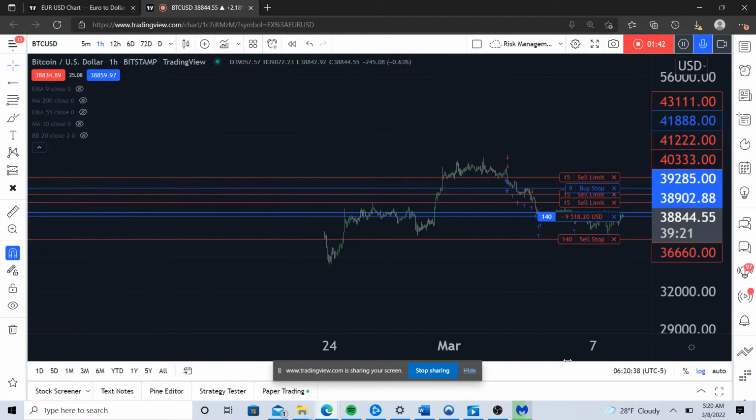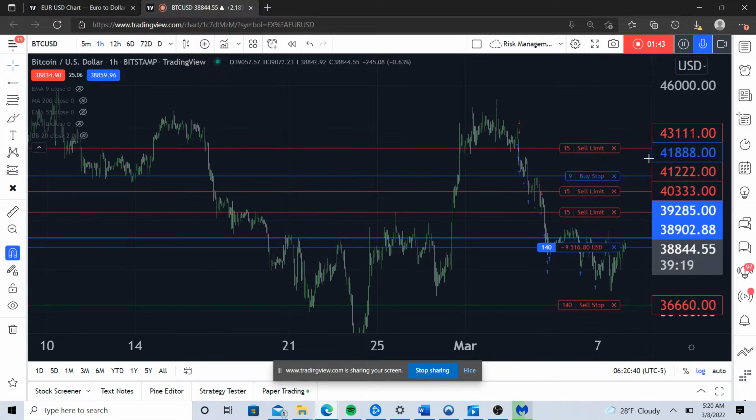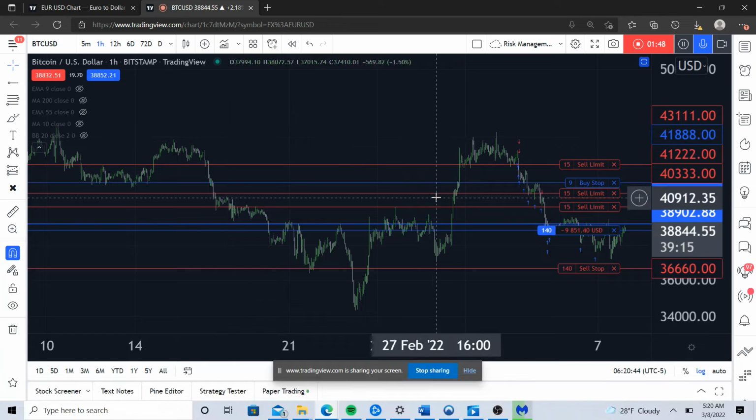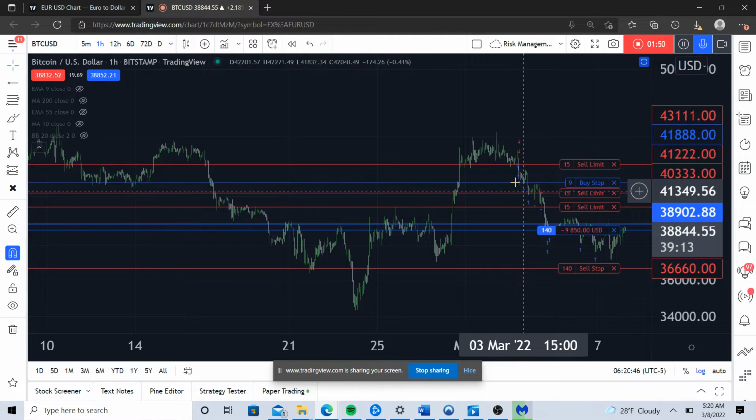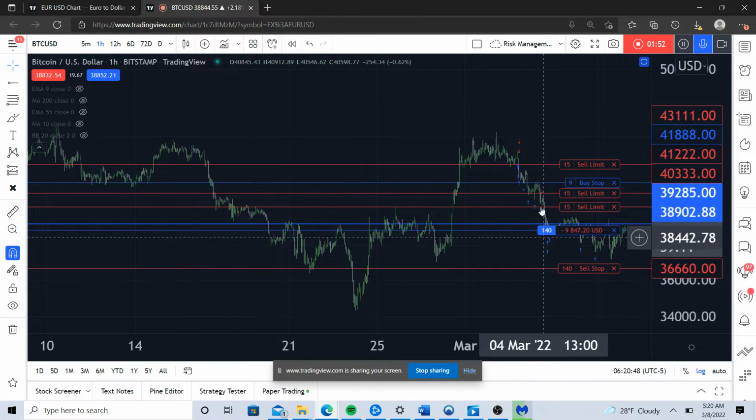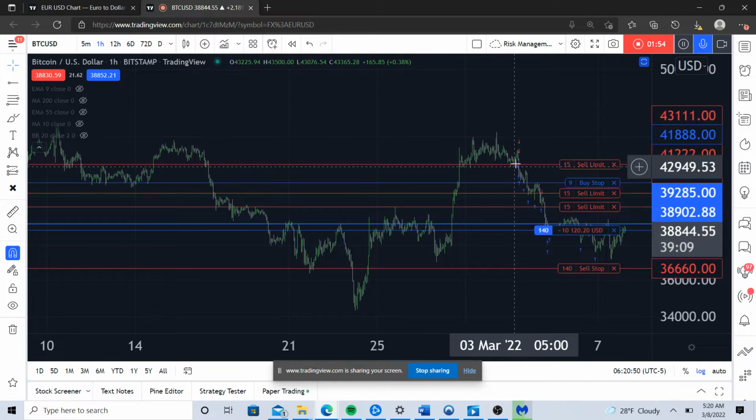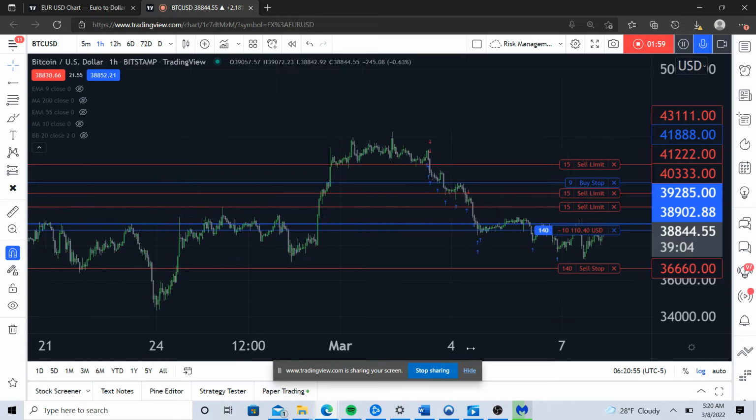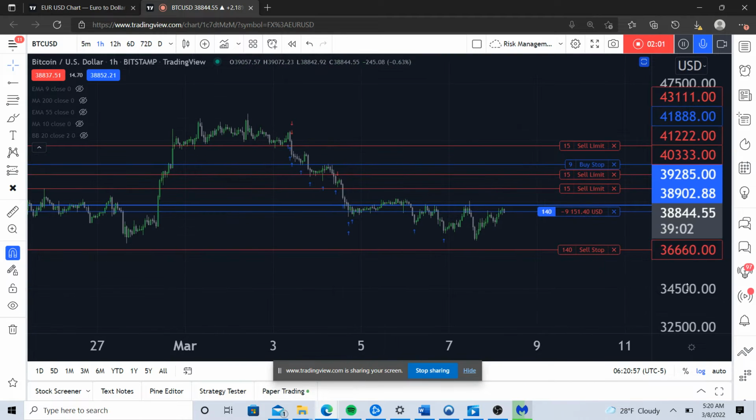Now I did try to grab a short on this here after the break of these highs, looking for this inefficiency to get filled. I ultimately ended up getting stopped out on that attempt, but that's okay. Just move on to the next trade.